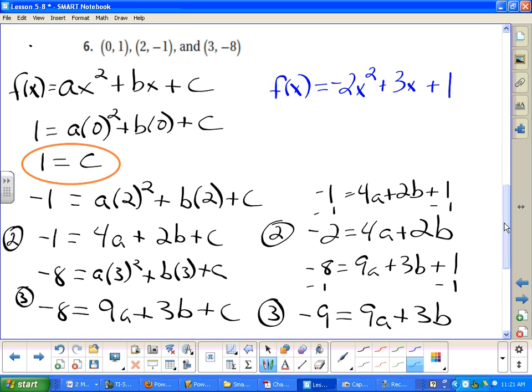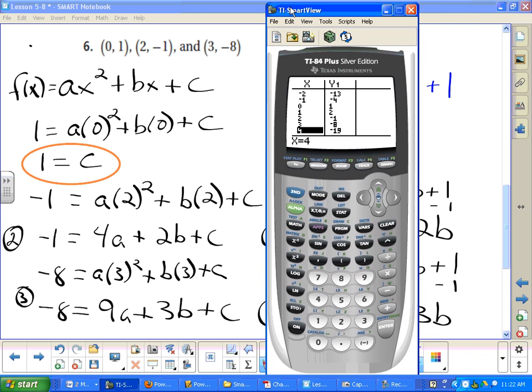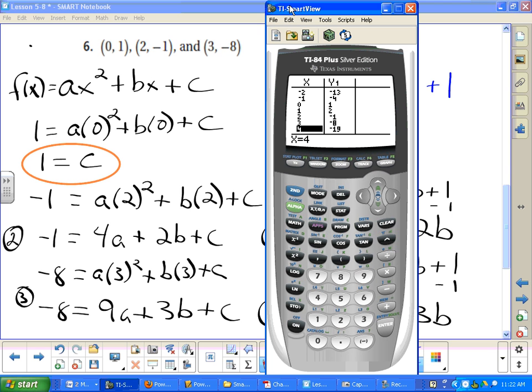Now, you can also use your calculator to find them. So let's stay with these same points. And if you remember, we did do some linear regression, right? A while ago. So take out your calculator. And the first thing we're going to do is put these numbers in our lists.